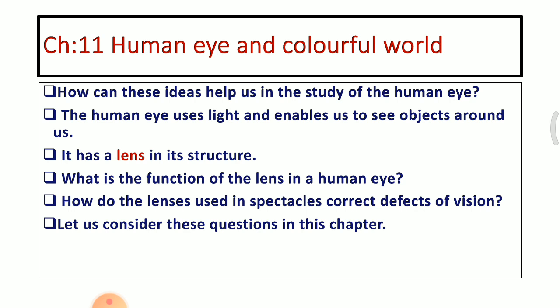How can these ideas help us in the study of the human eye? The human eye uses light and enables us to see objects around us. It has a lens in its structure. So, what is the function of the lens in a human eye? How do the lenses used in spectacles correct defects of vision? Let us consider these questions in this chapter.